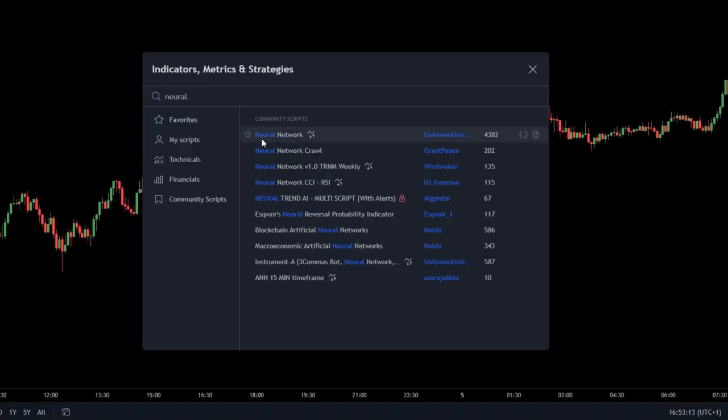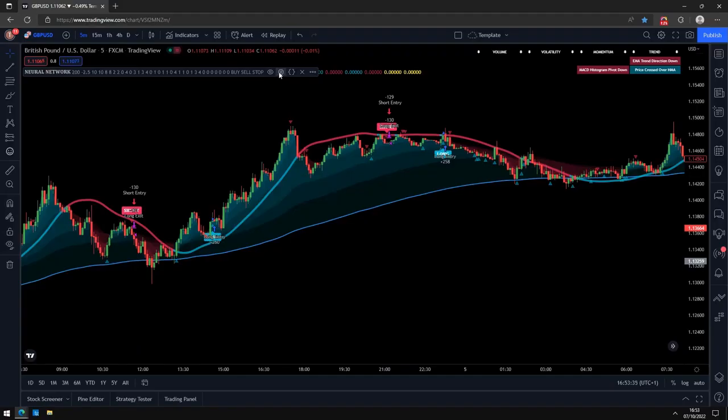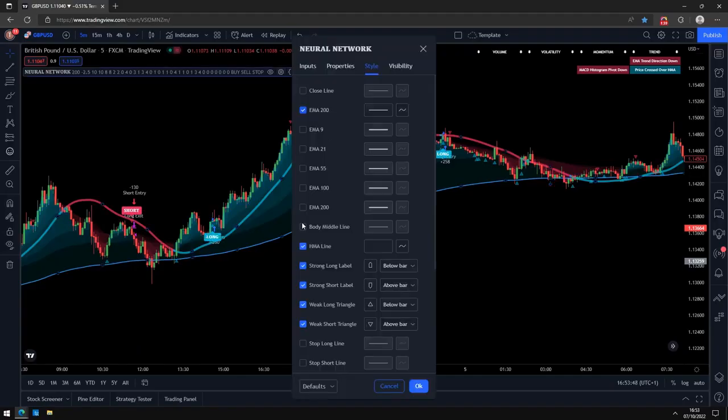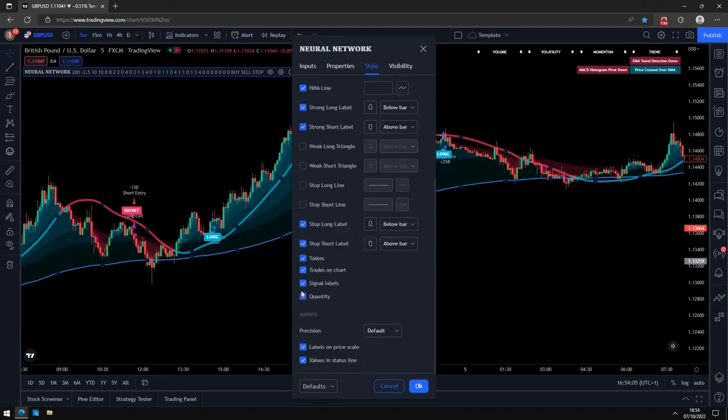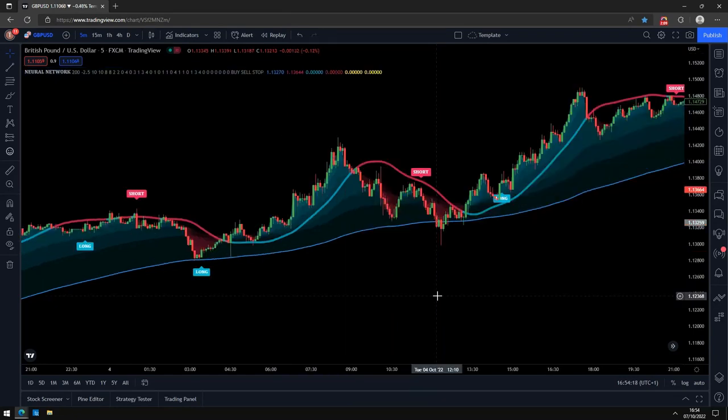Typed in neural and it's neural network by unknown unicorn. Onto settings up here. I've kept the EMA 200 on, the HMA line, I've removed the week long triangle, the week short triangle, and then these 4 options down here. So there we go, the chart looks a lot cleaner and I'm going to show you how to use it.